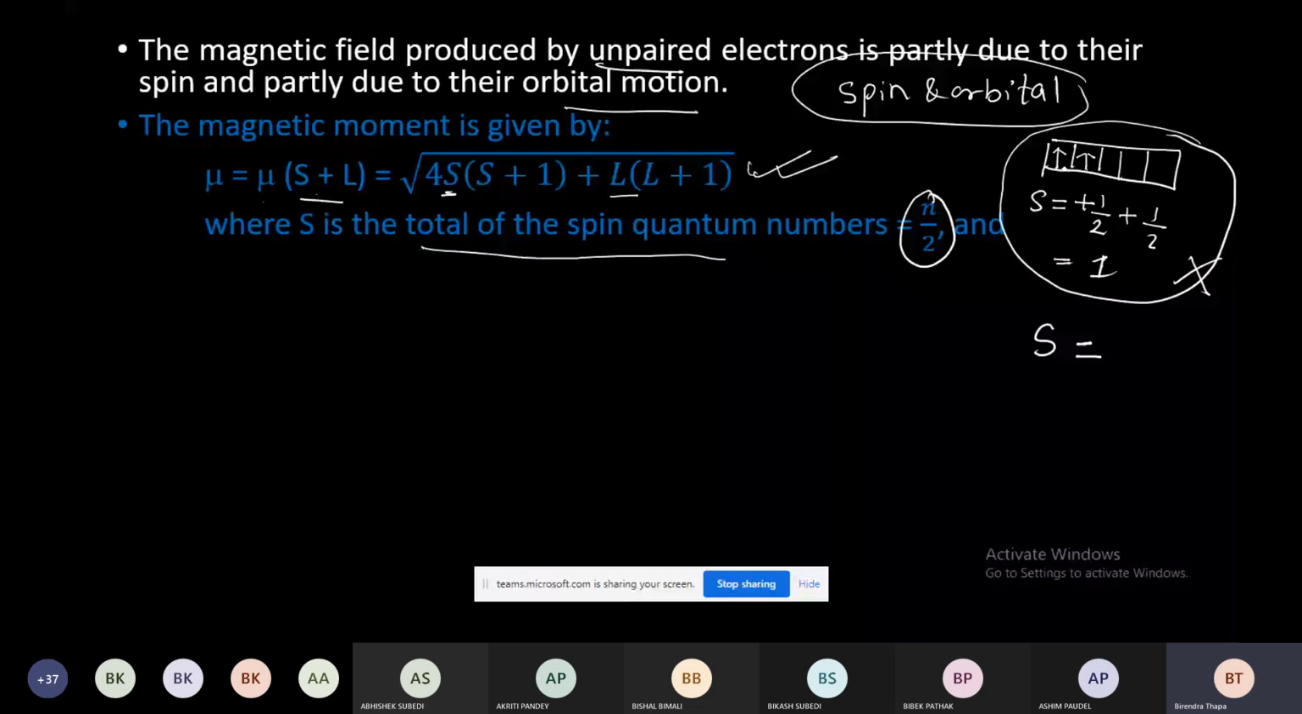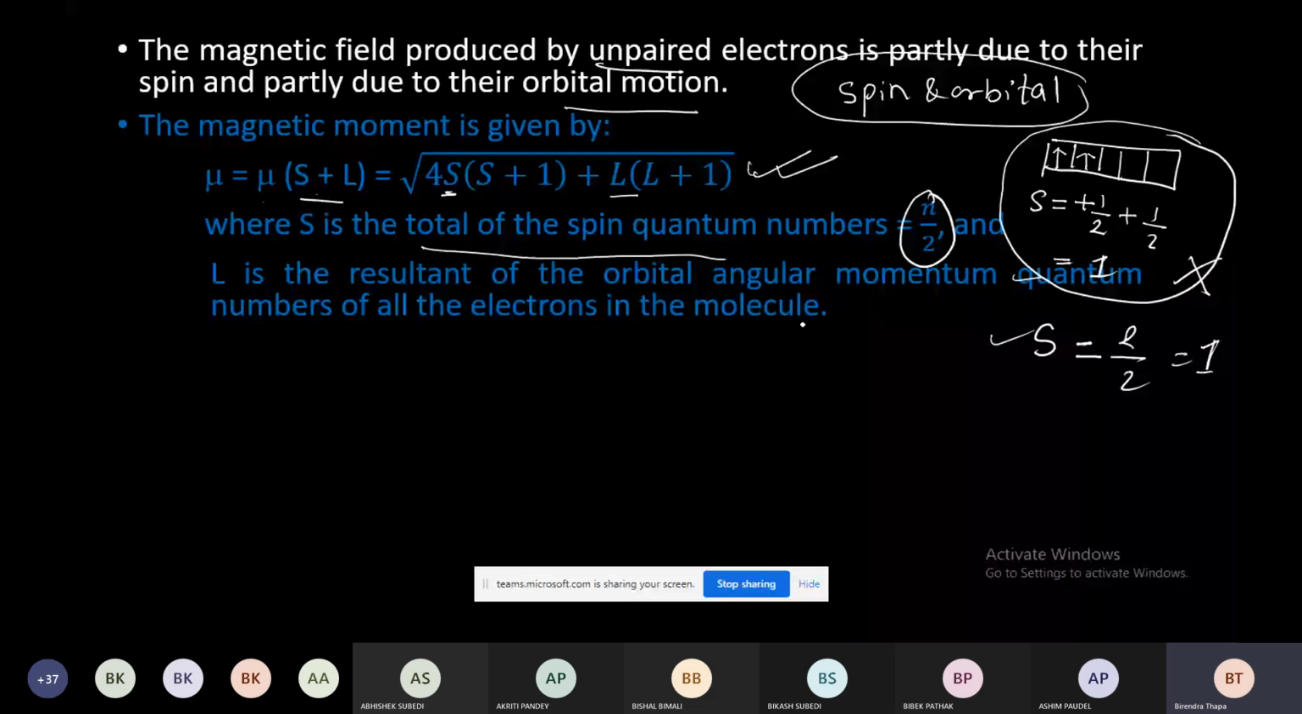For 2 unpaired electrons, the value of n is 2 over 2, so it will be equal to 1. You can use any one of these 2 formulas to determine the total spin quantum number, the sum total of the spin quantum numbers. Either it is equal to n by 2, or you can add the values of the spin quantum numbers so that you can find the total. Similarly, L is the resultant of the orbital angular momentum quantum numbers of all the electrons in the molecule. You can add in the same manner.